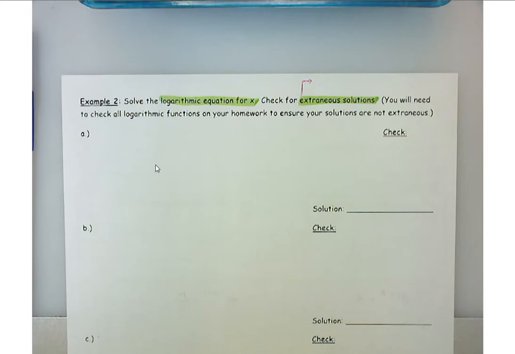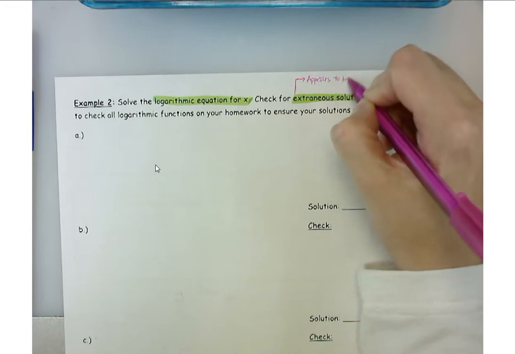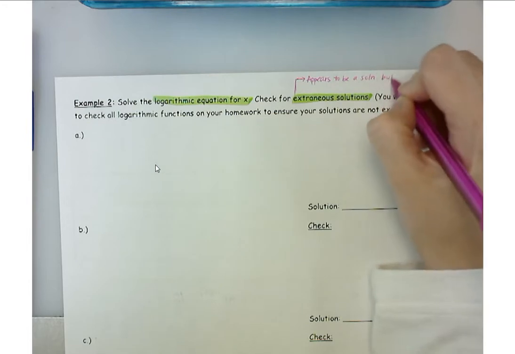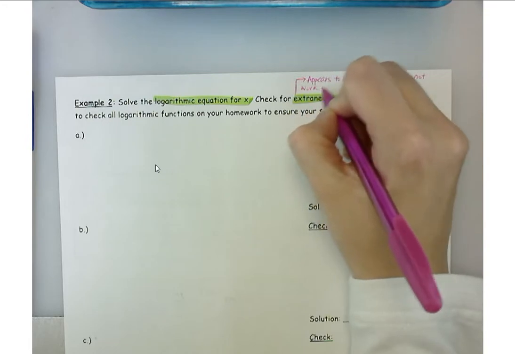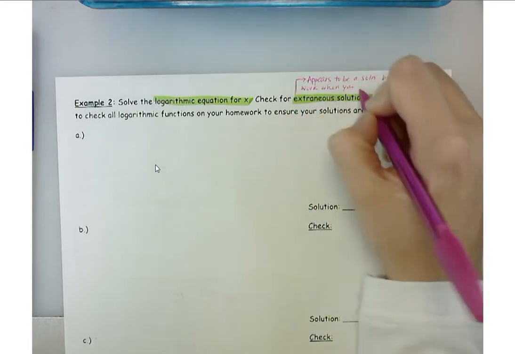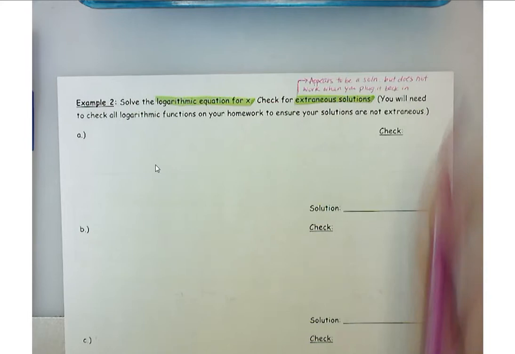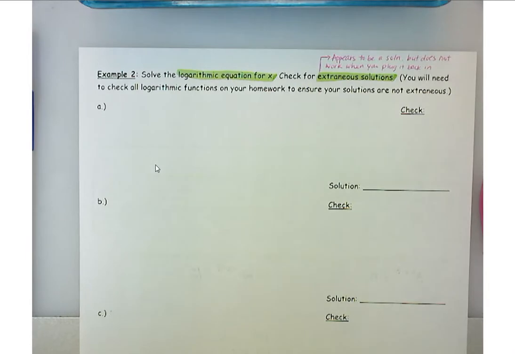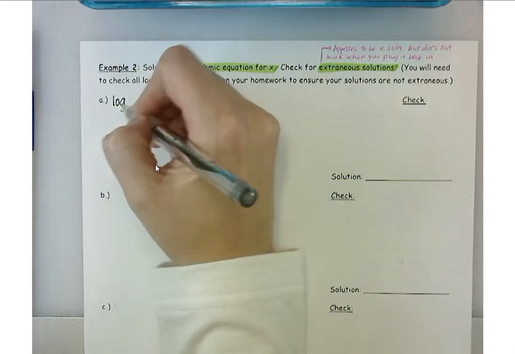An extraneous solution is something that appears to be a solution, but does not work when you plug it back in. Okay, and then some of you are going to need to pay attention when we go over how to check it, like how to write your steps out.